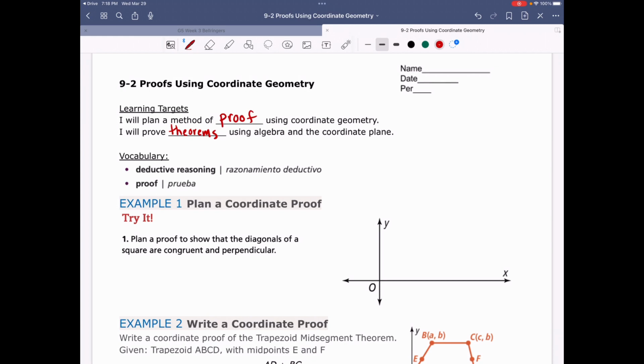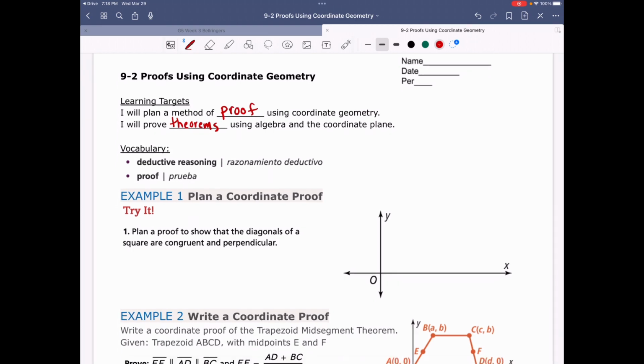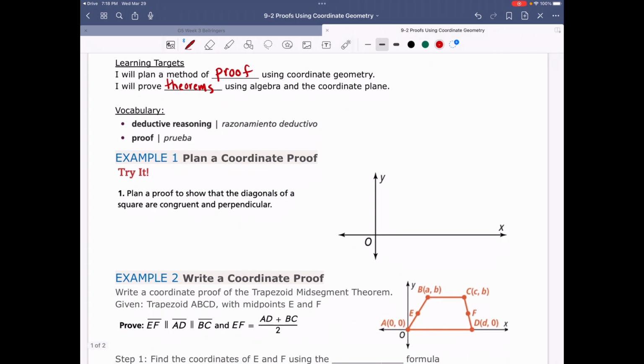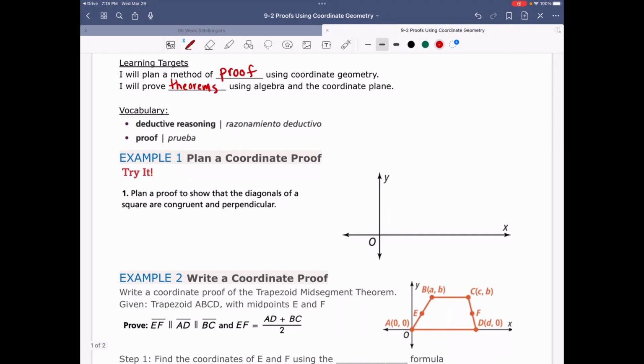Our vocabulary for today is deductive reasoning, razonamiento deductivo, proof, prueba. For example 1, we are going to plan a coordinate proof. So we're going to plan a proof to show that the diagonals of a square are congruent and perpendicular.